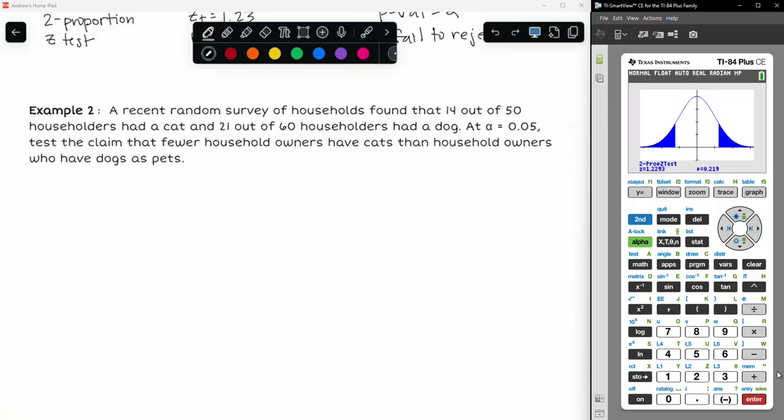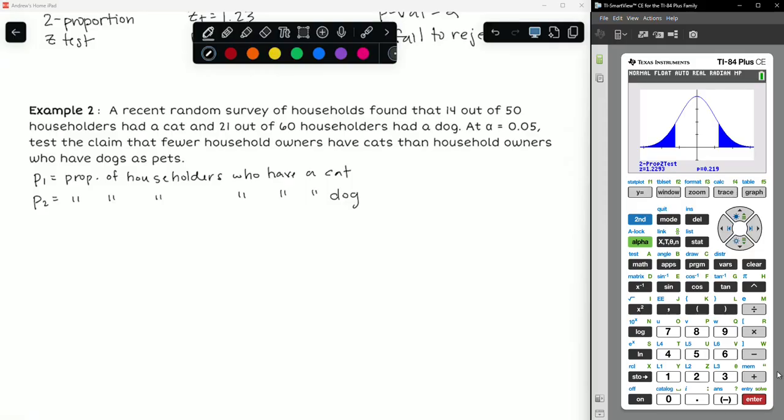So, I don't know why I wrote mu there. We're testing claims about proportions. So P1, P2. We're testing for P1, the proportion of householders who had a cat. And then our second group is the same. We're testing for the proportion of householders who have a dog.